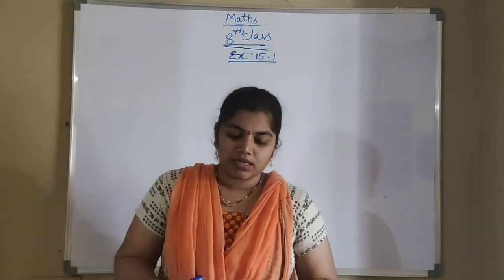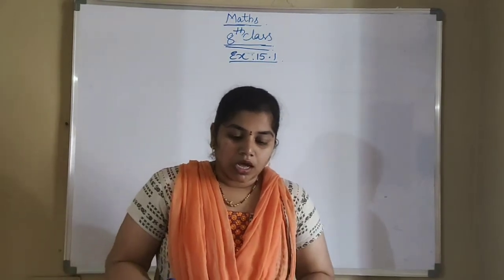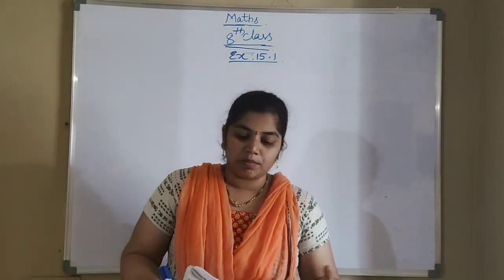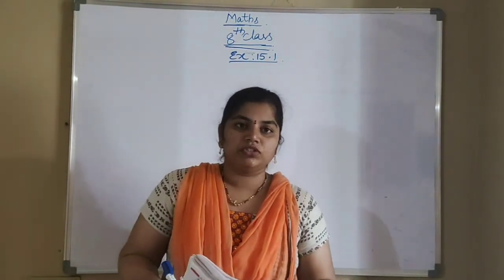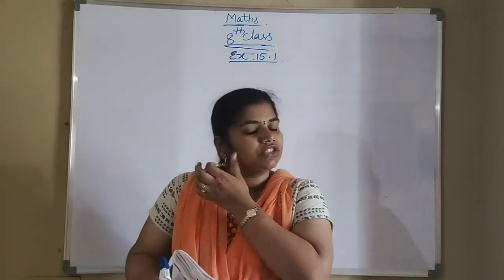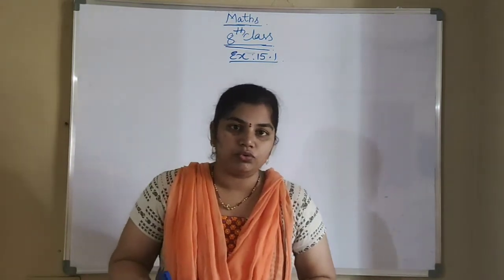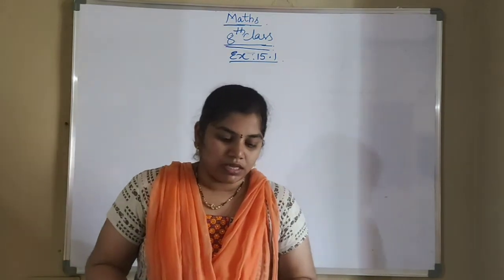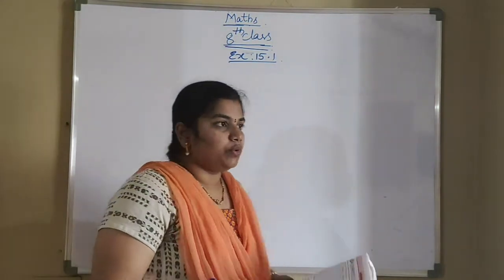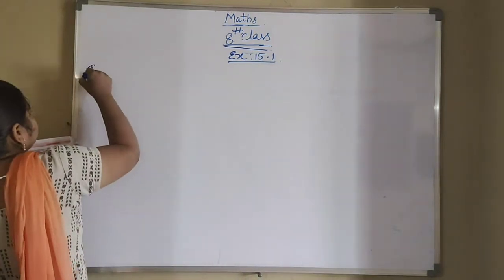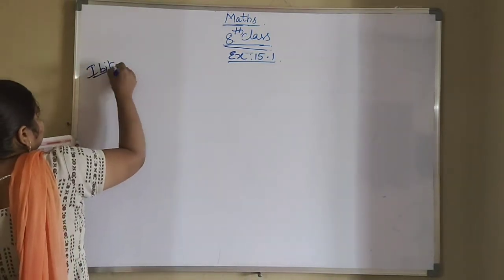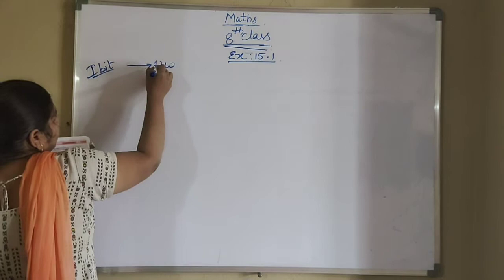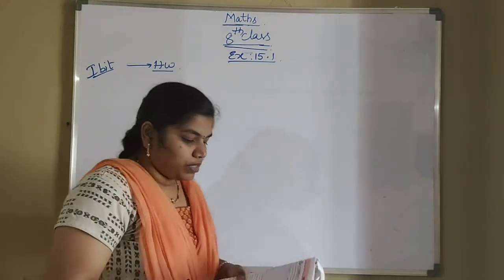What they are asking, they have given some numbers there, and you have to see which numbers are divisible by 2 and which numbers are divisible by 5 and which numbers are divisible by 10. You have to check, and what you have observed also you have to see there. Okay, so first one you can do it as homework.